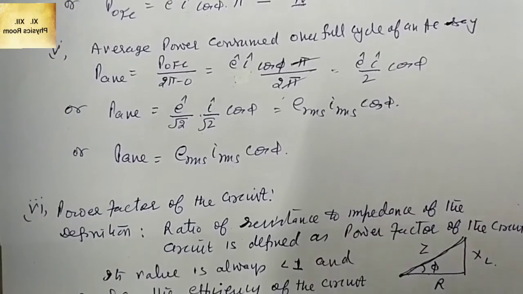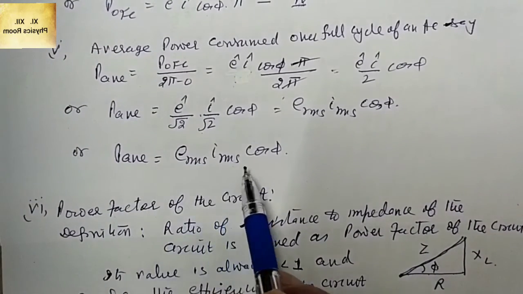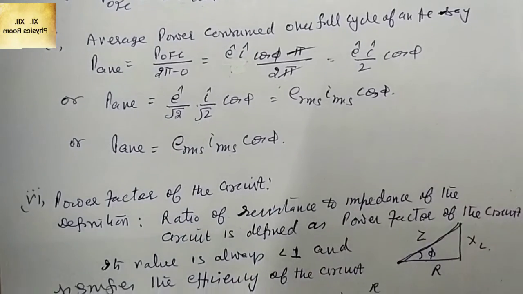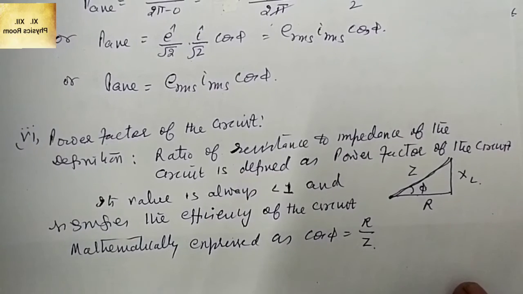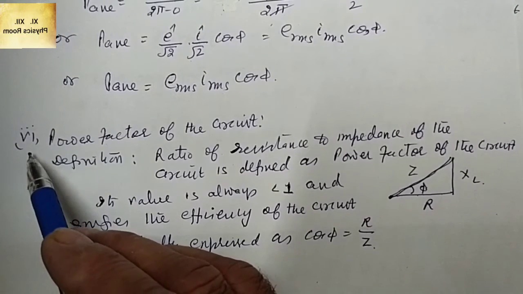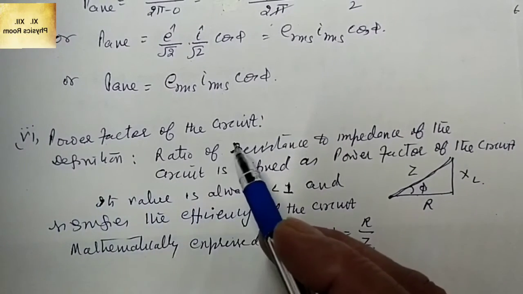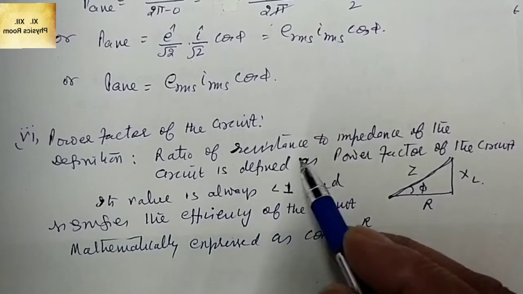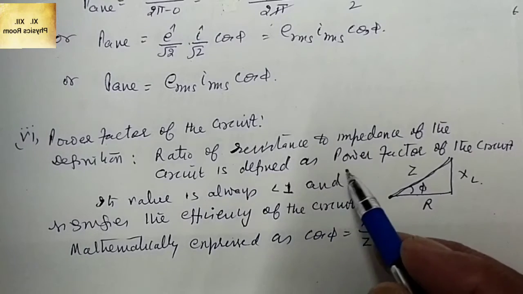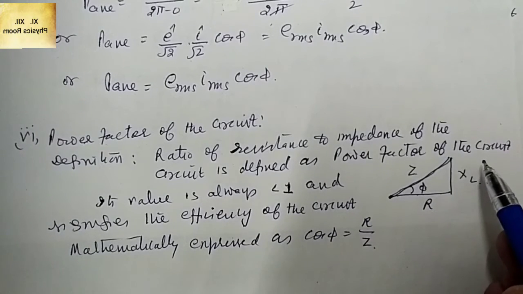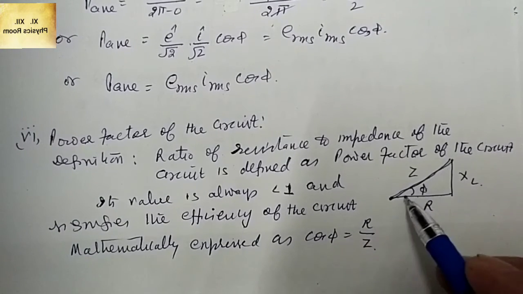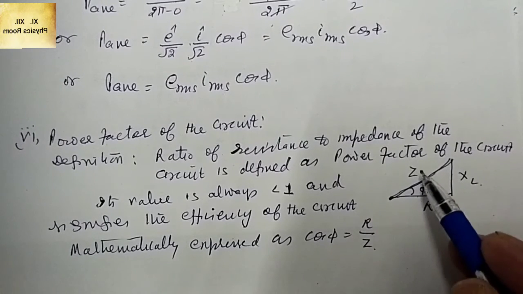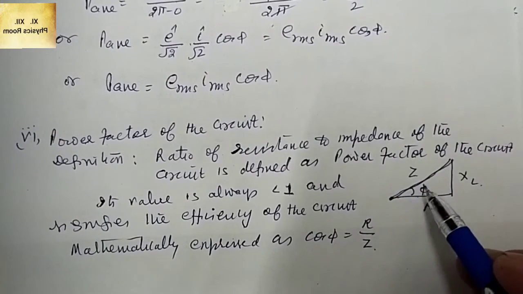Okay, so this is the expression for average power consumed over a full cycle of an AC in case of an RL series circuit. Now, the sixth term is the power factor of the circuit. Definition of power factor: the ratio of resistance to impedance of the circuit is defined as the power factor. So this is the impedance triangle R, XL, Z. The ratio of resistance to impedance, R by Z, is equal to cos phi.